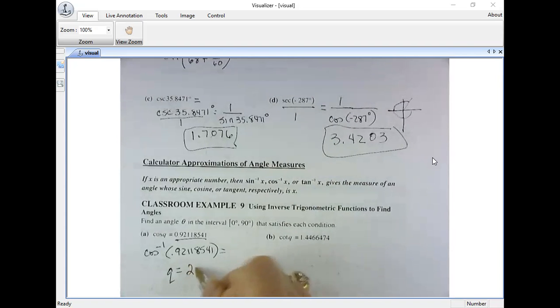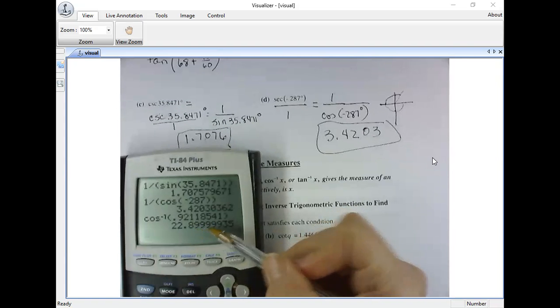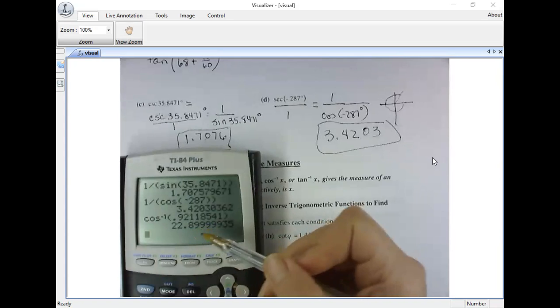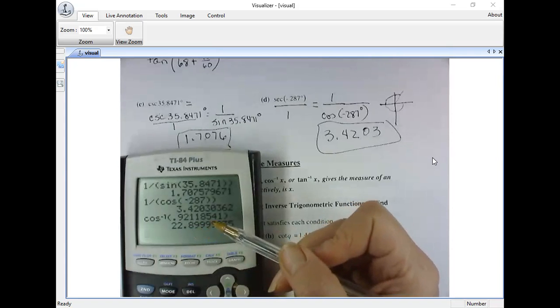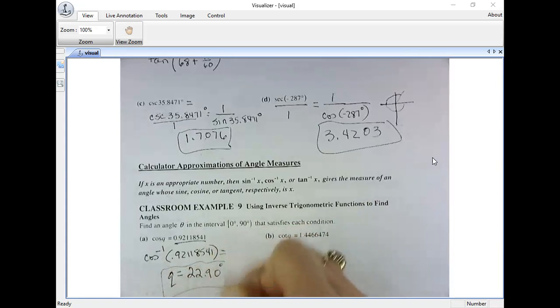22.90 degrees. Now, is the 0 important there? It is if I tell you round 2 places to the right of the decimal, because even though 22.8999 rounds up to 22.90, if I don't put the 0 and I gave you the instruction to round 2 places to the right, it would make it appear that it was exactly 22.9 degrees, and it's not. We rounded it to 22.90, so that's why that 0 is important. It indicates that it was rounded.